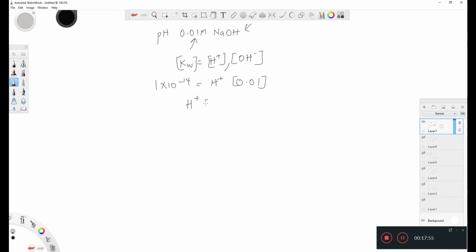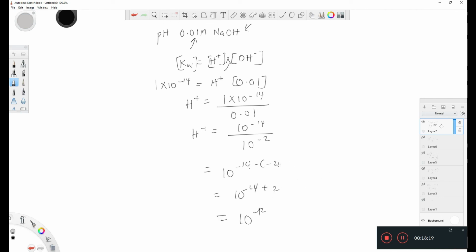Now we can then say H plus, since this is concentration, this is multiplication, we can divide it by 0.01. It fulfills the condition. That means we can bring in the idea of indices. This is 10 raised to the power minus 2, isn't it? Let's just try the remaining. 10 to the minus 14, plus 2, that's 10 to the minus 12. Basically, you've solved this in a space of seconds. So we've already gotten the acidic part.